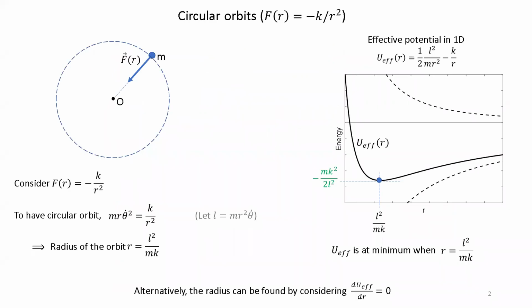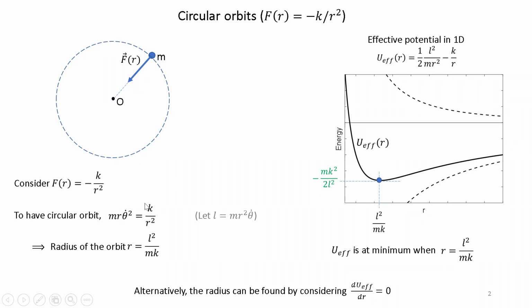Before we get into the general case, I'll remind you one more time what happened for the 1/r² force, the minus k over r². The equation of motion for this circular motion is simply that the centripetal force equals the attractive force.